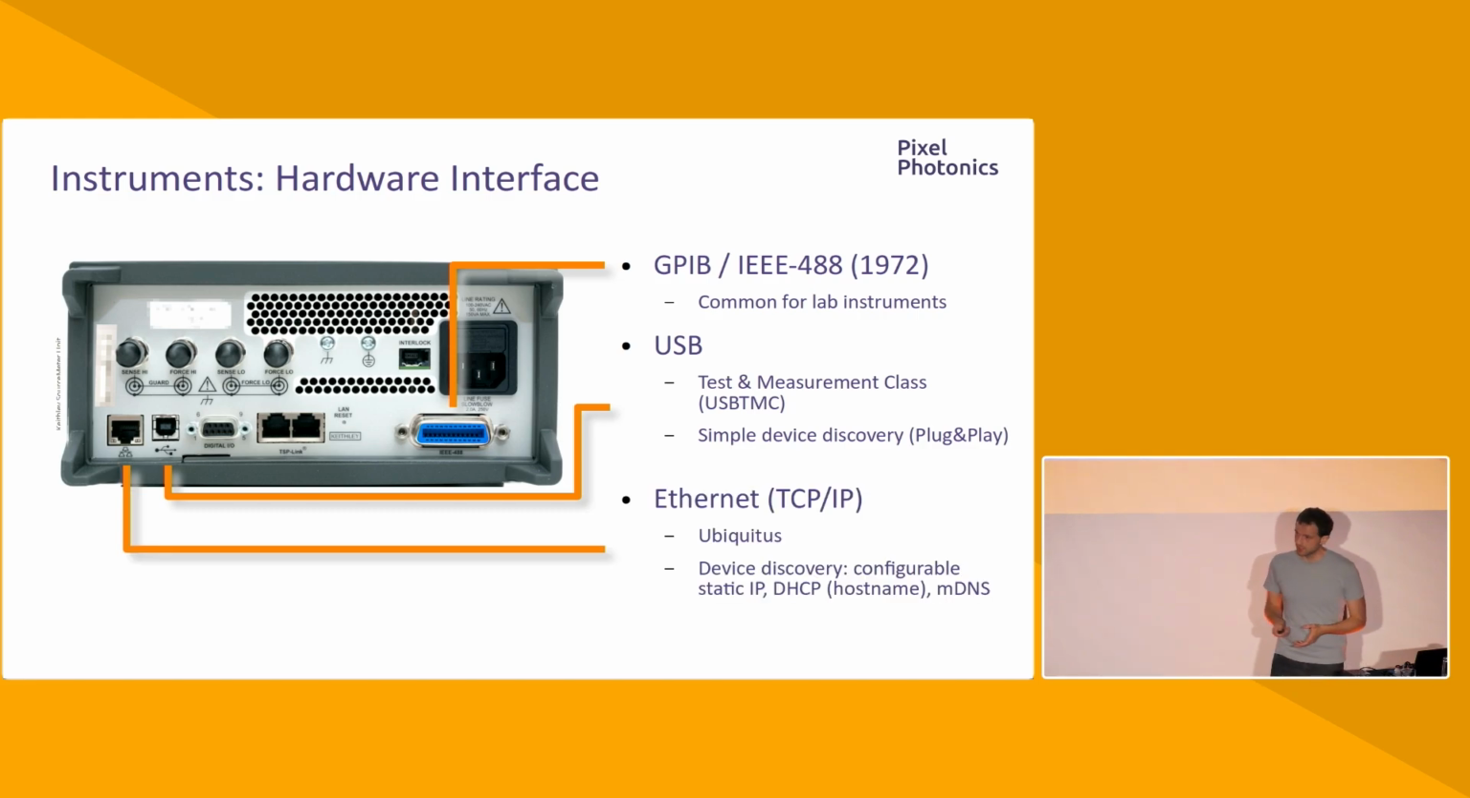And finally, there's Ethernet, using some kind of TCP connections. Of course, Ethernet is ubiquitous, it's always available. Here the device discovery is not as straightforward as with USB, but you can configure a static IP that you give to the customer, or you can use something like DHCP to integrate into the lab network. And also you can announce some services using mDNS or similar solutions.